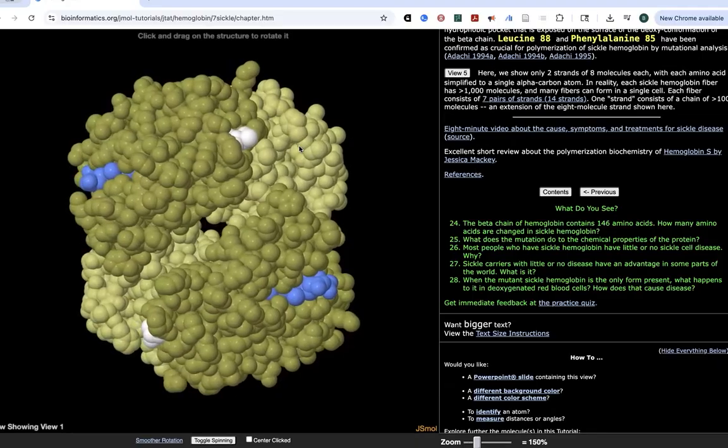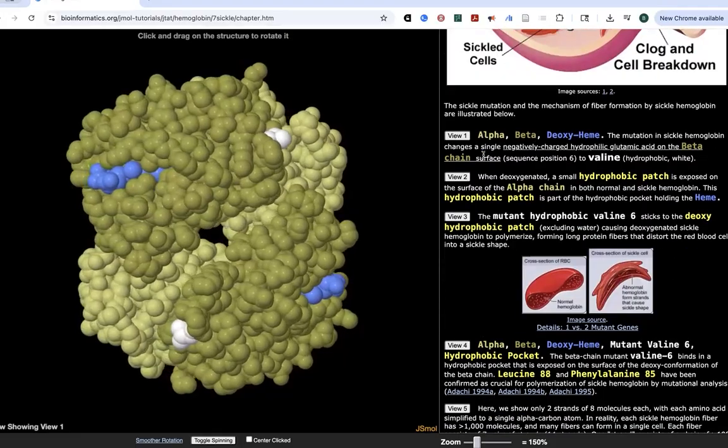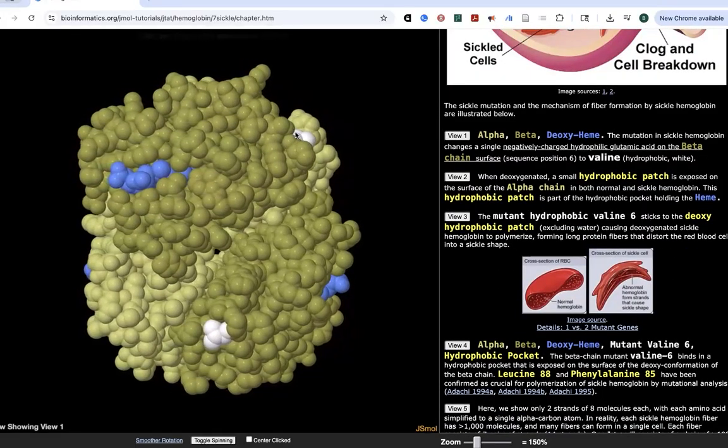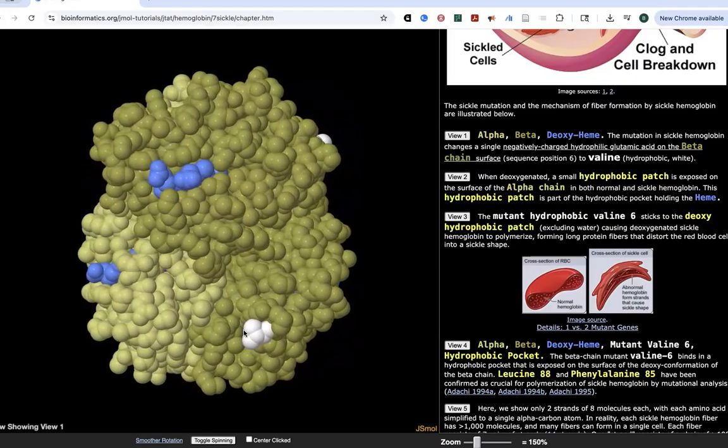Go ahead and look at the site of the sickle cell hemoglobin mutation. And so this is going to be here. This white is going to be the hydrophobic patch that's exposed in both the normal and the sickle.